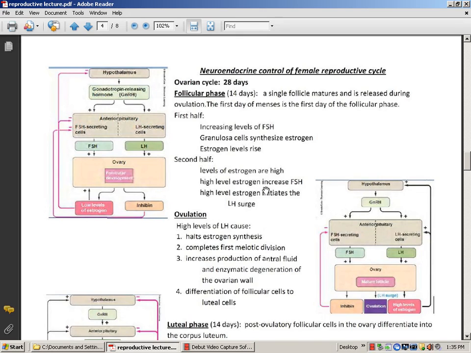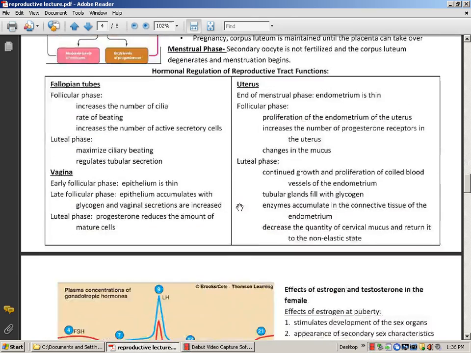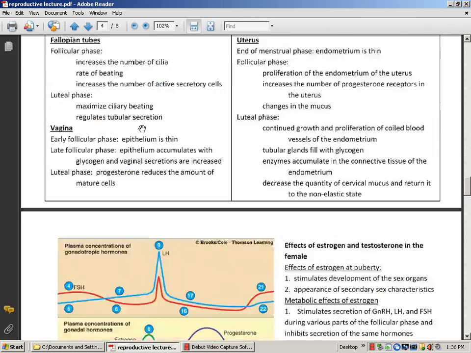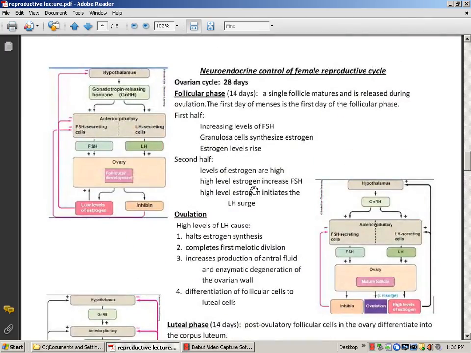And this should actually say not increase, it should say decrease FSH. So it's a good thing you came to class and listened to the lecture, huh? Because look at it, the levels of estrogen as they go up. As estrogen is going up, what's happening to FSH? It's going down. So it's kind of leveling off a little bit, and now it's starting to drop between day 7 and day 13. So you need to change that to decrease.